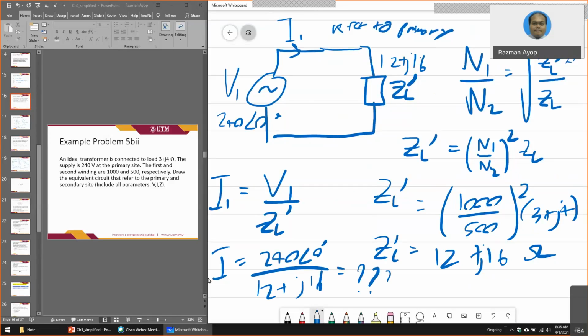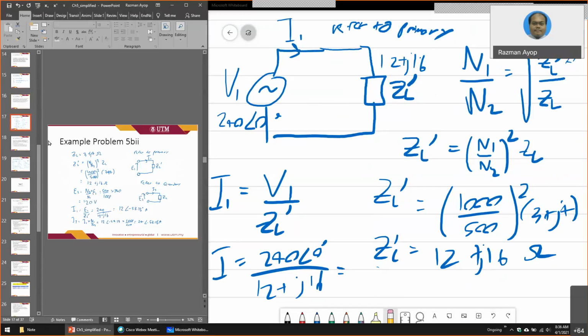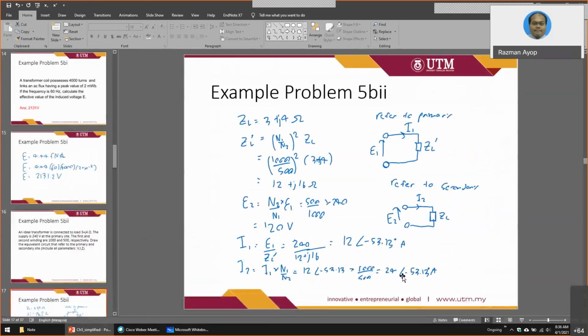I don't have any calculator. Someone please calculate this. Oh, I think there is an answer here. Okay. Oh yeah. So this is the step.